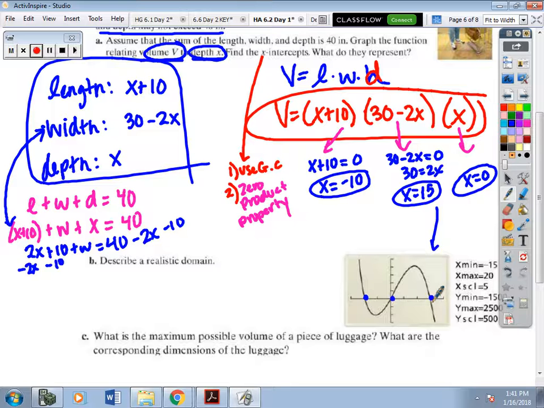What do they represent? Zeros, yes, of the function. But in terms of the word problem, what do they represent? What does x itself represent?